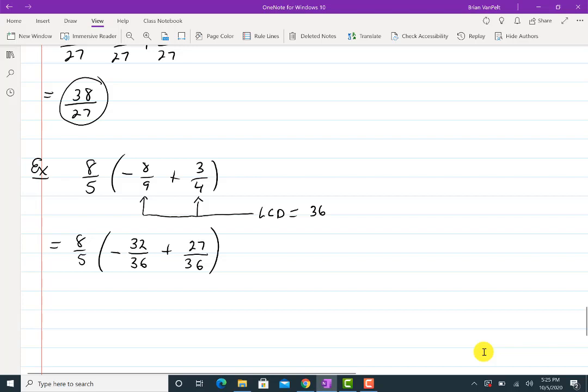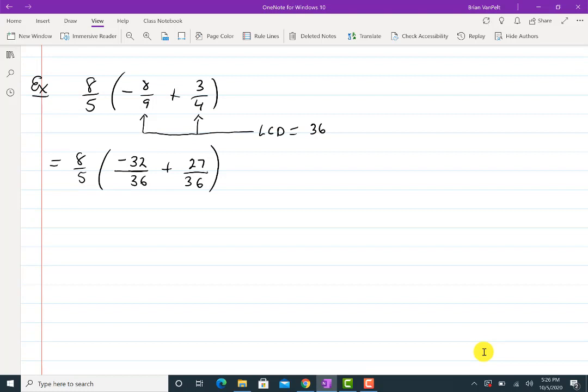Now, as I've mentioned before, it's probably a better idea to put the negative attached to the 32. That way, when you add them together, you're going to do negative 32 plus 27, and you'll end up with the following. Negative 5 over 36. And I've dropped the parentheses because I don't need them anymore, and it will allow me to move on to the next step, which is the multiplication.